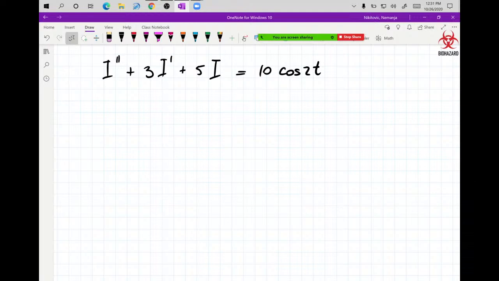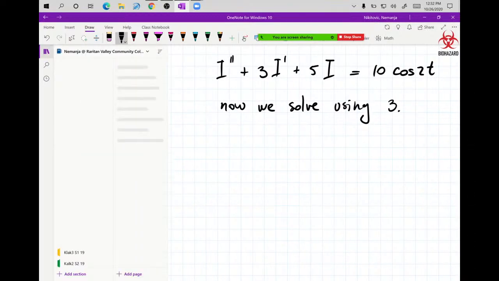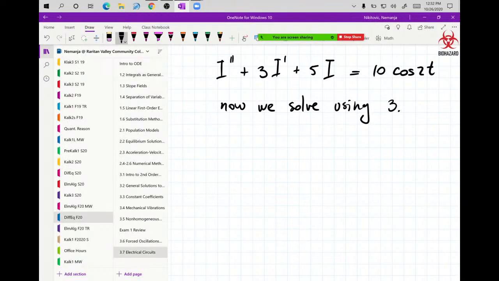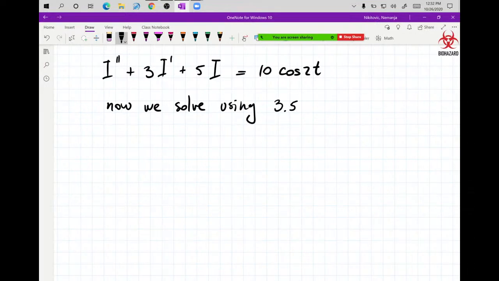So now I'm not going to solve this because we know how to solve this. I want to go back and talk more about the circuits and stuff, but this is the way, right? So now we solve using, was it 3.5, undetermined coefficients? Yes, 3.5. So it's just a basic standard calculation.